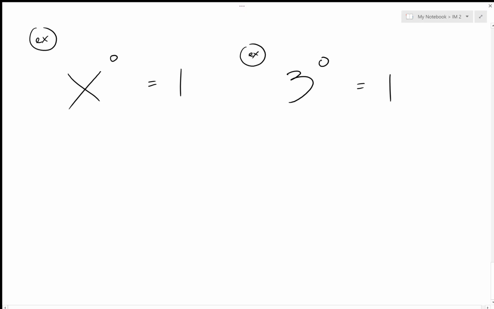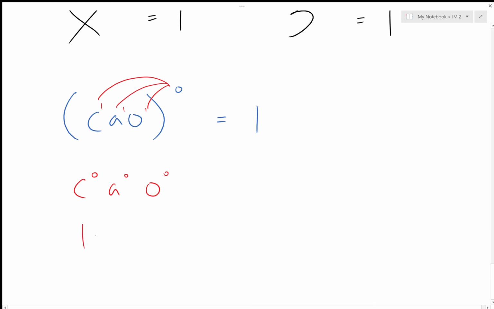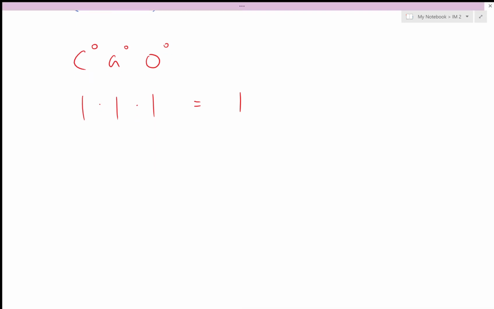Even if we took my name here and put it to the 0 power, okay, we've got parentheses this time. I know anything to the 0 power is 1. Or we could use our distributive. Okay, distribute this to everything. So it's c to the 0, a to the 0, o to the 0. That's 1 times 1 times 1, because anything to the 0 power is 1. And guess what? The answer is still going to be 1. Anything to the 0 power is 1.